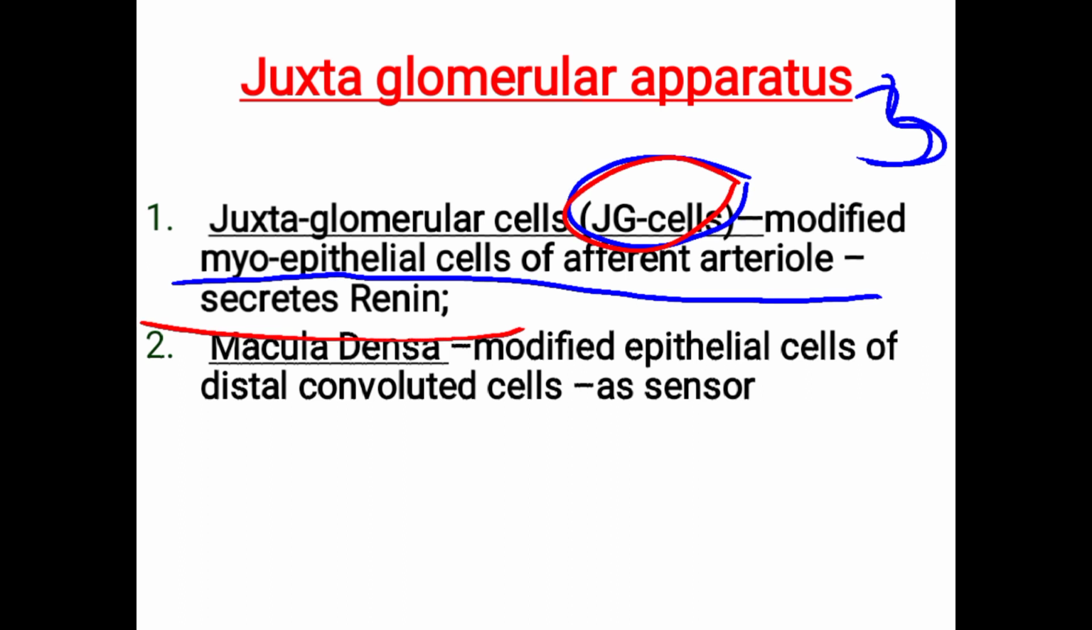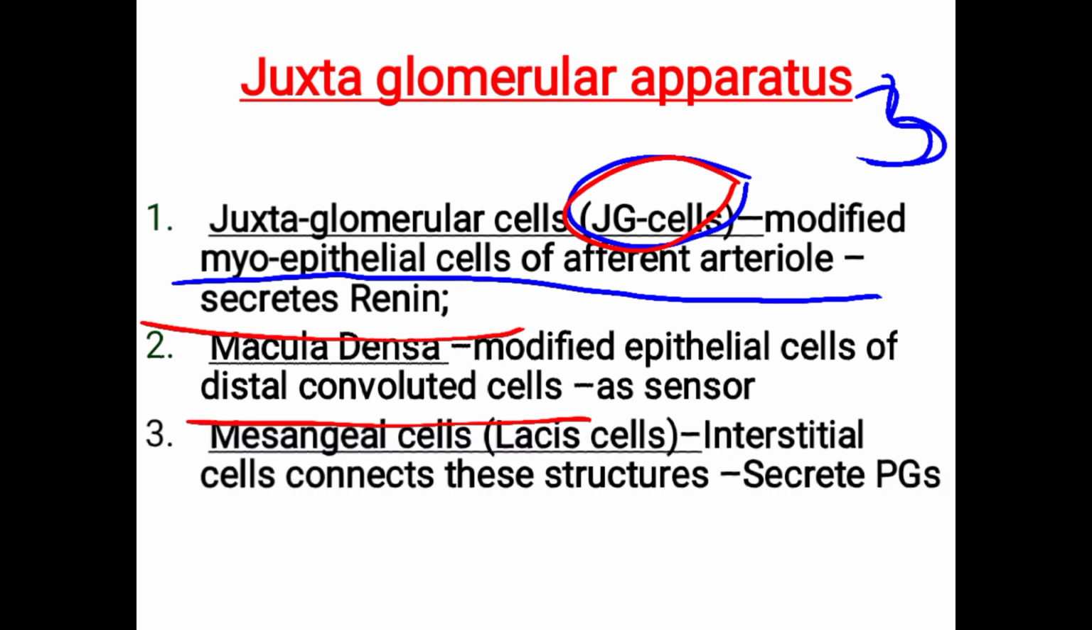The second one is the macula densa. The macula densa is also a specialized or modified epithelial cells of the DCT, distal convoluted tubule. It acts as a sensor.